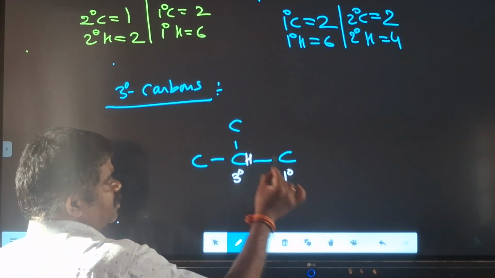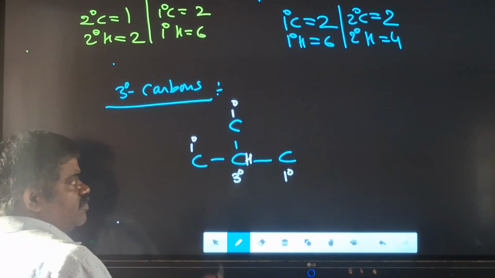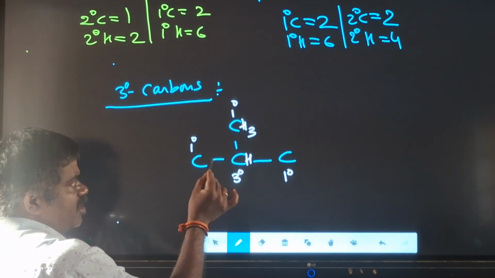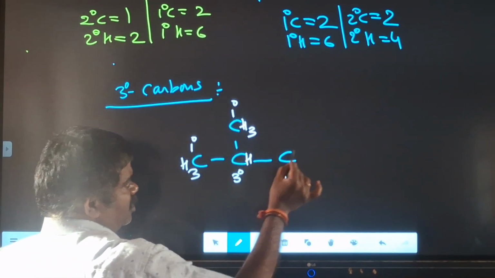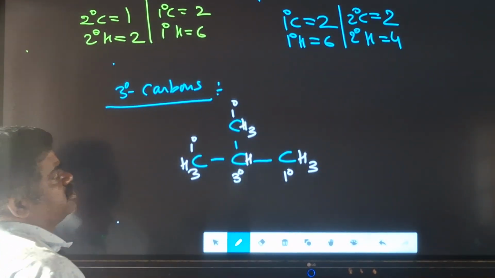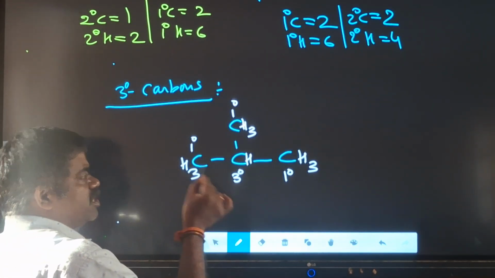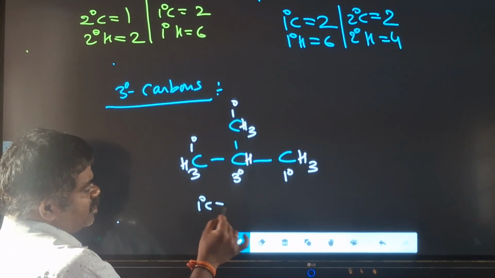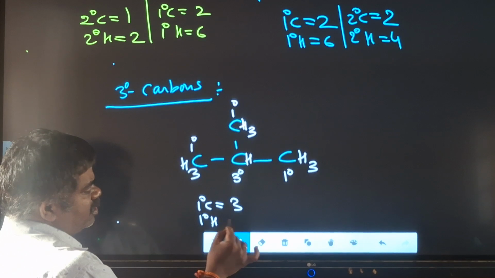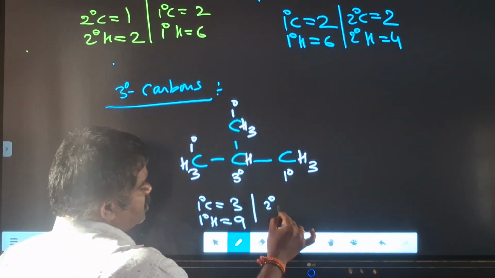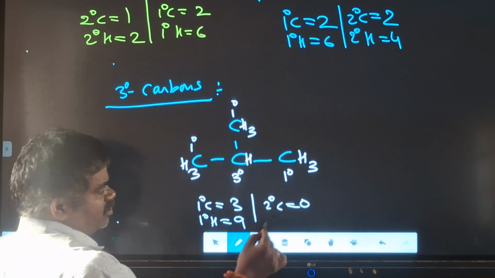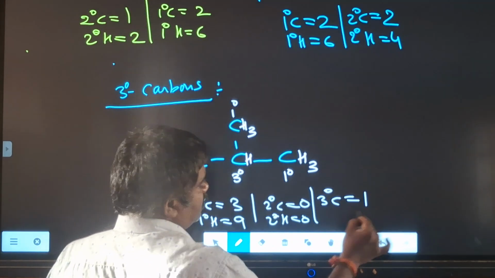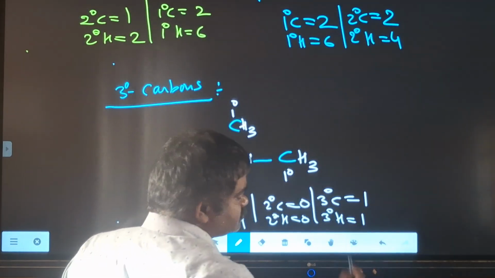The other three are primary carbons. So primary hydrogens here are 9, because carbon valency 4, already one bond is there, so 3 hydrogens on each. The middle carbon is known as tertiary carbon. Understood? Now primary carbons here 3, primary hydrogens here 9, secondary carbons here 0, no secondary carbons, so secondary hydrogens also 0. Tertiary carbons is 1, tertiary hydrogen is 1.